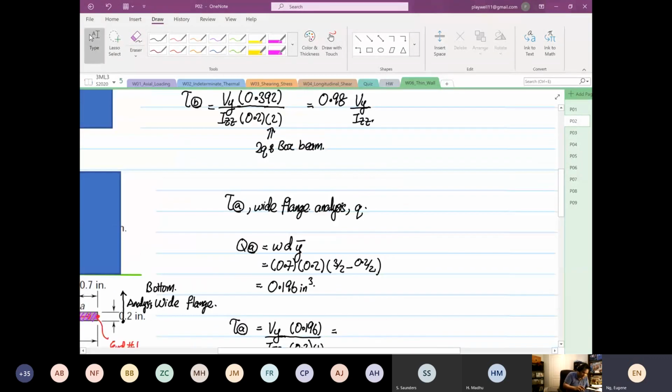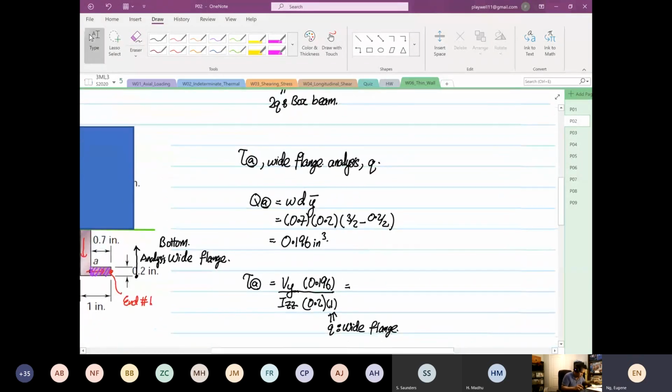So this will be equal to 0.196 divided by 0.2, so it's 0.98. It's exactly the same. 0.196 divided by 0.2 is equal to 0.98. Right, Vy over Izz.